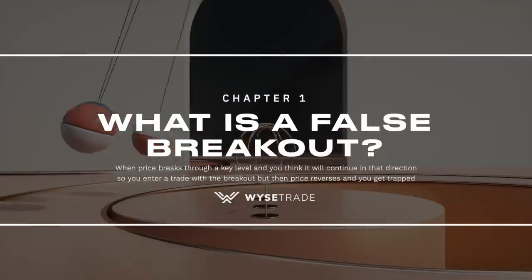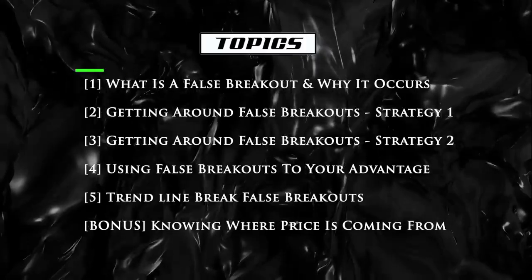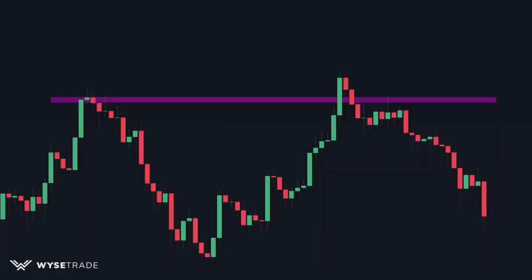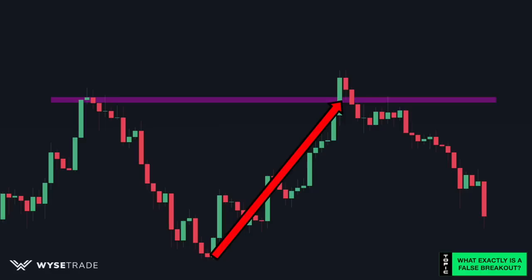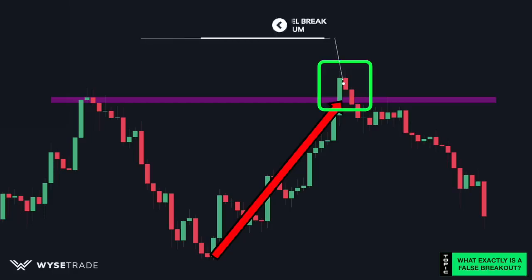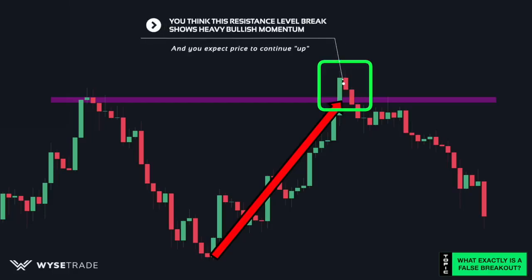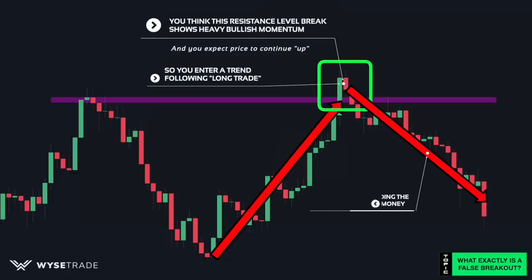So what is a false breakout? In an uptrend, you notice price break through a key level of resistance. So you think to yourself, this shows heavy bullish momentum and you expect price to continue up. So you enter a trend following long trade. Then what happens? Price might move a little more, but then it reverses drastically. You end up holding the bag, losing money, and you got trapped by the false breakout.